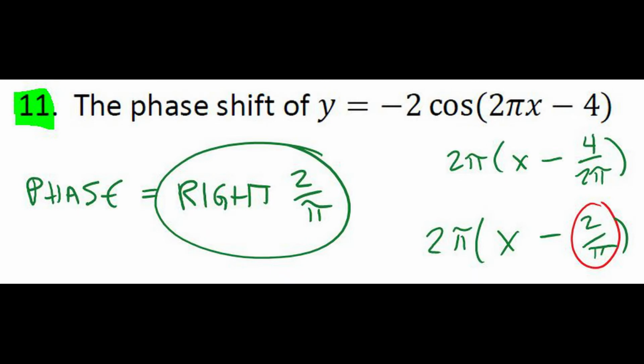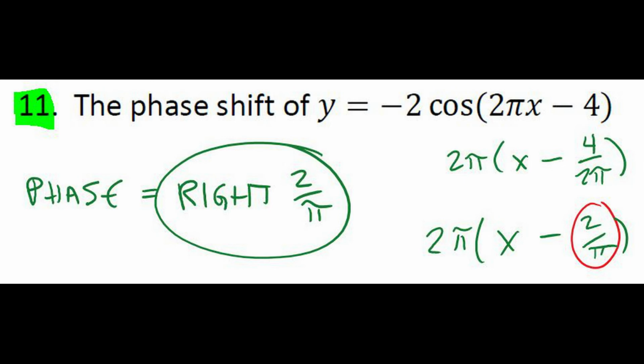So 11 says, what do they say to do? Find the indicated quantity if it exists. So what is the phase shift of this graph or of this equation? So phase shift in this case is shifting left and right. So what we need to do is there's a 2 pi in front of the x, and that's what we're going to factor out no matter what, and see what we get left over for the -4.